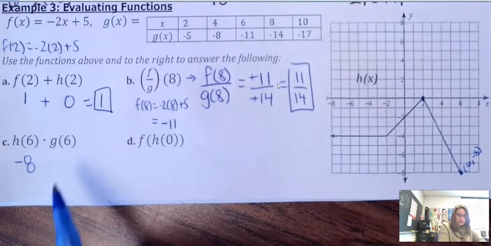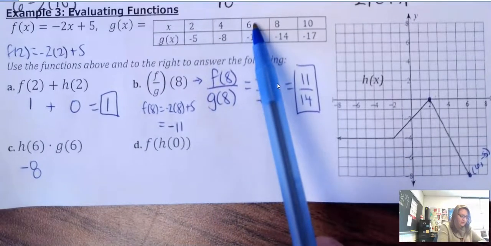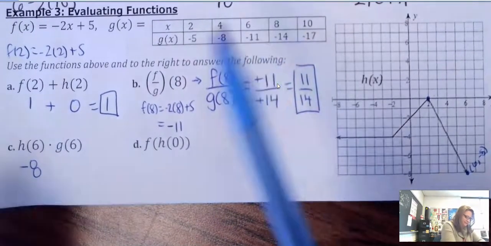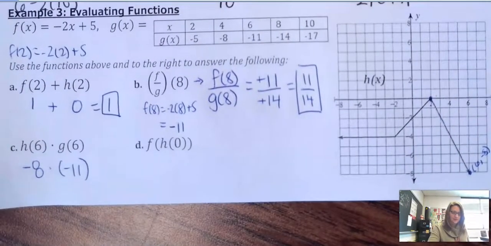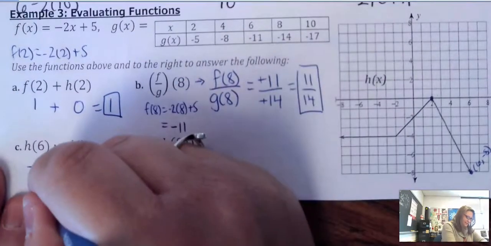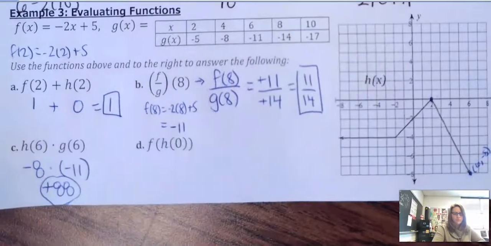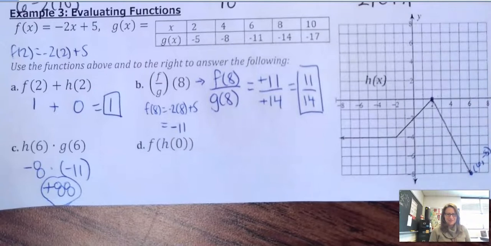For g of 6, come back up, g is the table. If x is 6, then g of x, or g of 6 in that case, is negative 11. So I have negative 8 times negative 11. Those negatives are going to cancel out, so we're going to get positive 88 when we multiply those together. And the last one is not multiplication. You be careful with that.